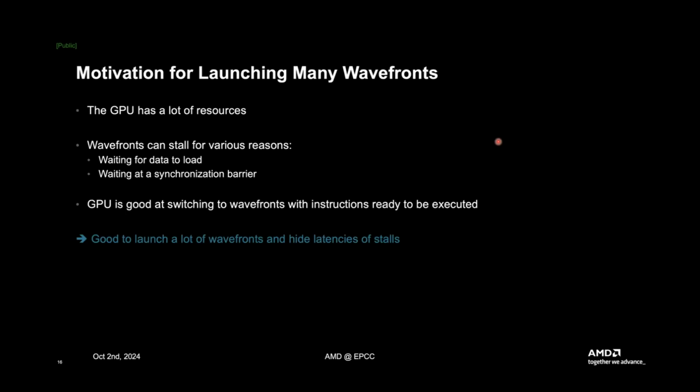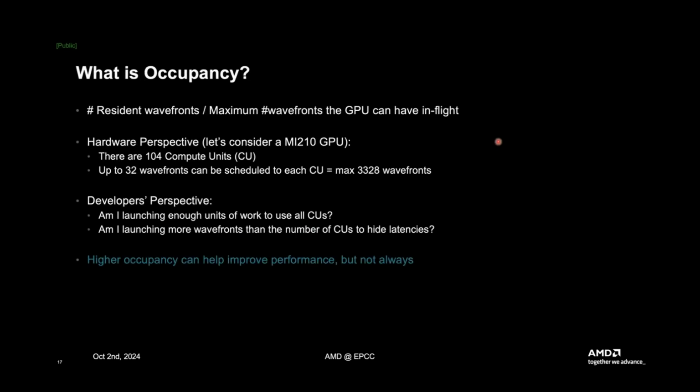Maybe you have issued your load request. There are other wavefronts that can then issue their load request. So the GPU is good at identifying that and switching to those wavefronts that are ready to go. So what we need to ensure is that we launch a lot of wavefronts and hide the latencies of stalls. So we are going to take an example to discuss this concept called occupancy, right?